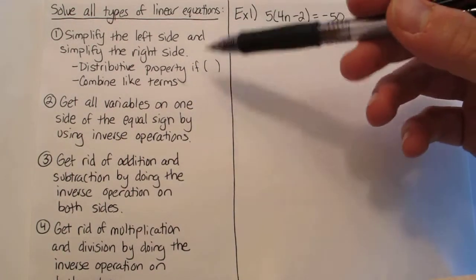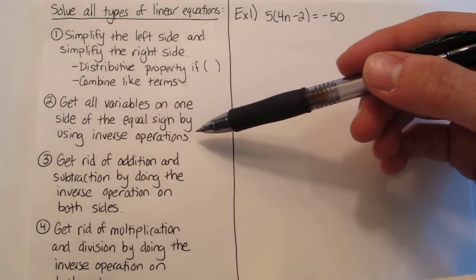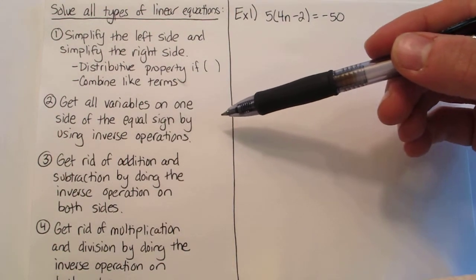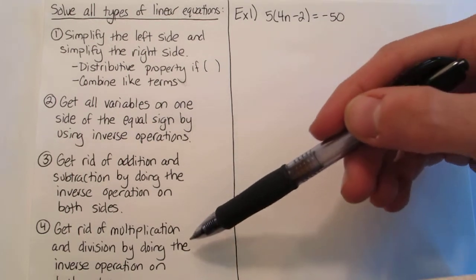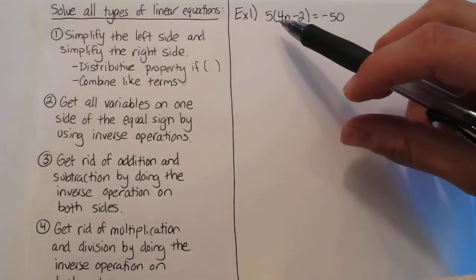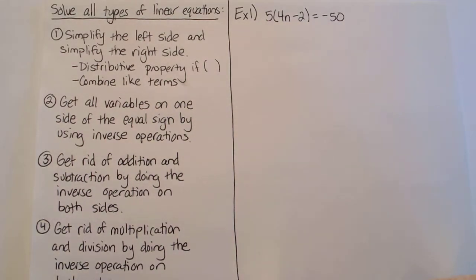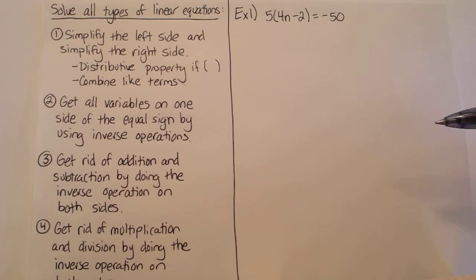So once you've simplified both expressions, then you want to get all variables on one side of the equal sign by using inverse operations. And obviously, you only do that if you need to. Step 3 is to get rid of addition and subtraction, and step 4 is getting rid of multiplication and division. So example 1, I've written here, it's 5 times the quantity 4n minus 2 equals negative 50. And there are actually a couple of ways we could solve the problem, but I'm going to go ahead and show you how to do it following these steps.